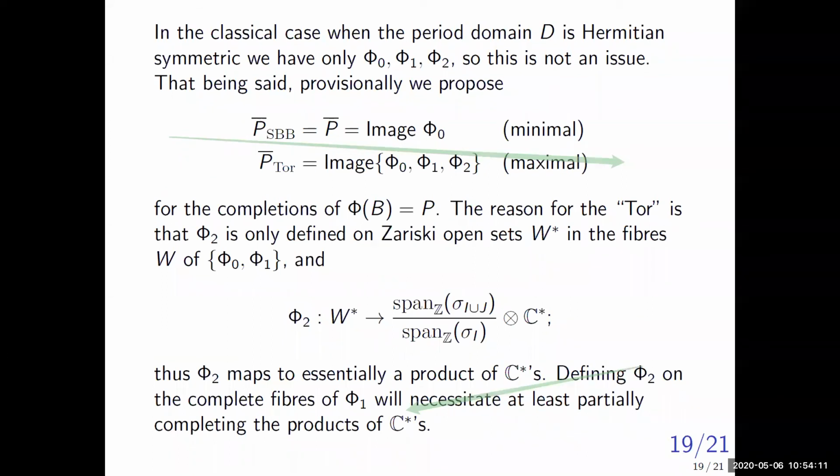And this is just going over what I said. The bottom there is a slightly more precise statement that phi 2 maps as a Zariski open to something like a product of C stars.